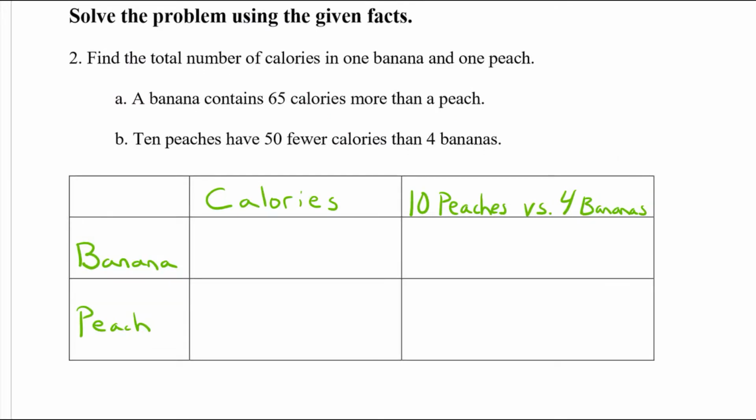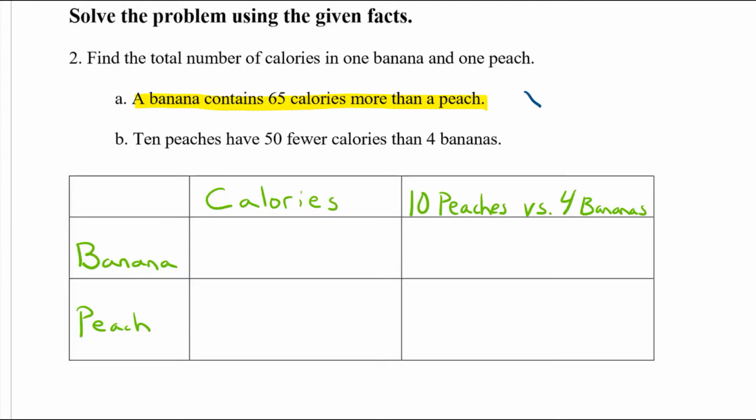So we have a banana and a peach, and we need to find the total number of calories in each. So what I've done is I've gone ahead and organized our chart. Notice that my two items, just like our two people before, were in the rows. My banana and my peach are my rows, and my calories, and in this case our comparison, are my columns. So first thing we're going to do is we're going to read part A, which says a banana contains 65 calories more than a peach.